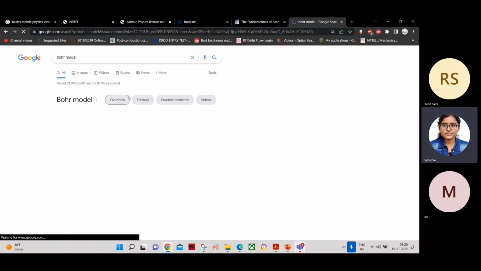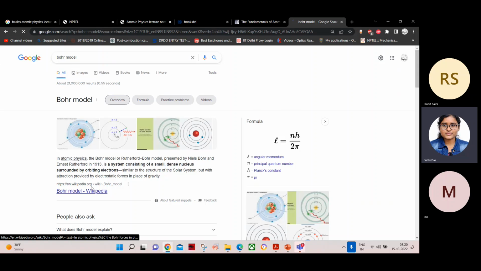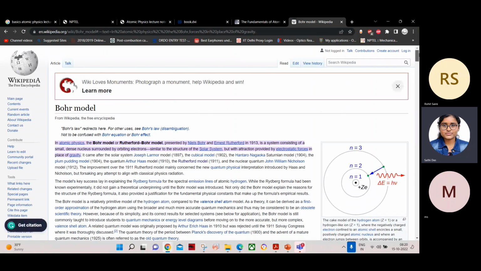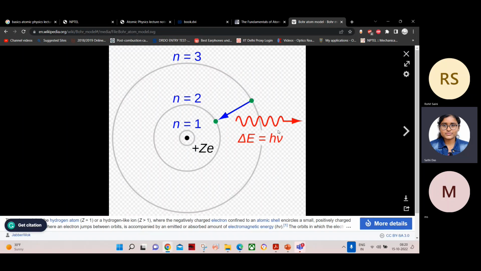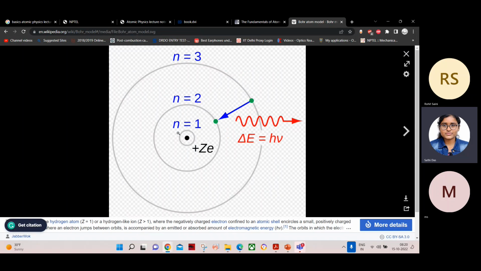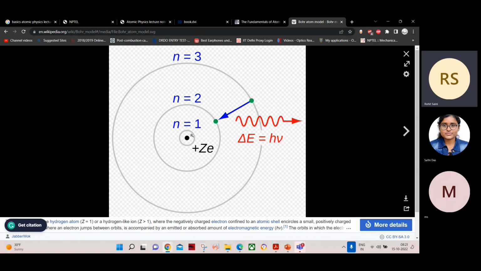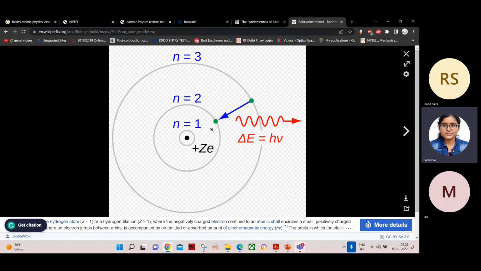Yeah, so let us go to the Bohr model. I go to Wikipedia. Sometimes I like Wikipedia because it has very nice pictures and diagrams, which I really like. If you compare the Rutherford model with the Bohr model, you see here these new terms are included with n. There was no n in the Rutherford model. Yes, so this n is the quantization. So what do you mean by quantization?